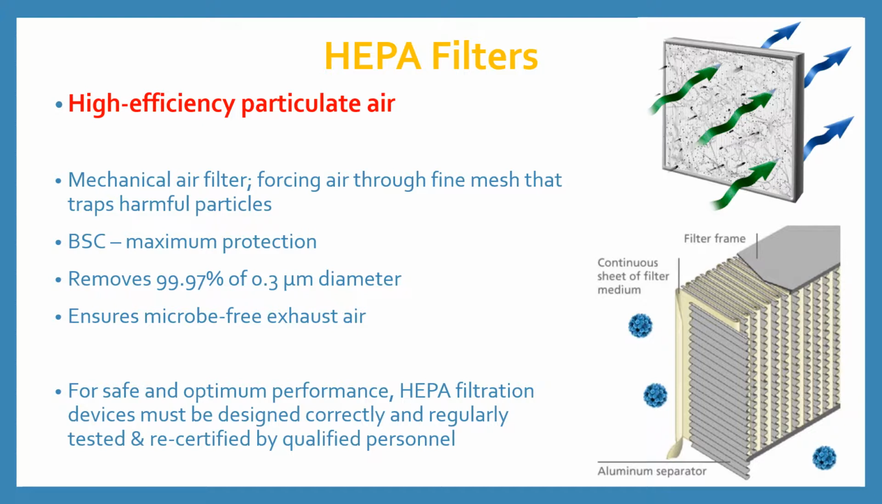It may be used as a supply HEPA filter through which filtered air flows into and within the cabinets, or as exhaust HEPA filters through which contaminated air from the cabinet is filtered and then exhausted to the outside. It removes 99.97% of particles with a diameter of 0.3 micrometer or more, thus ensuring microbe-free exhaust air. For safe and optimum performance, HEPA filtration devices must be designed correctly and regularly tested and recertified by qualified personnel.